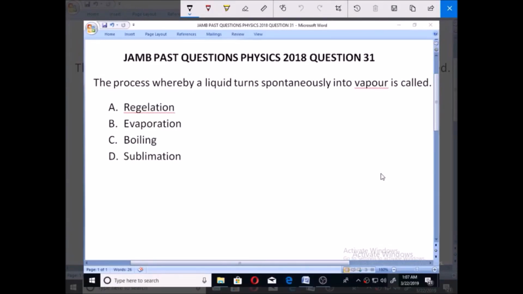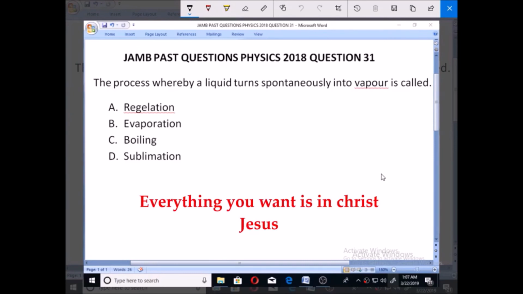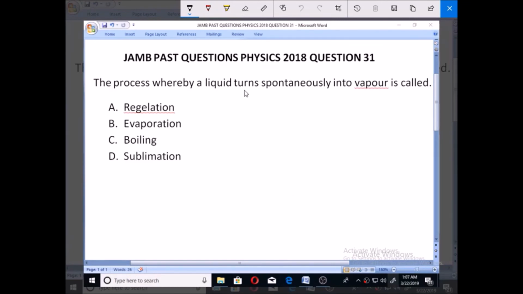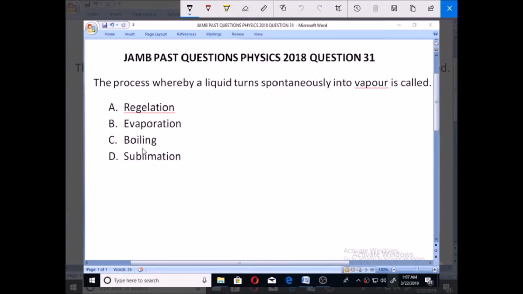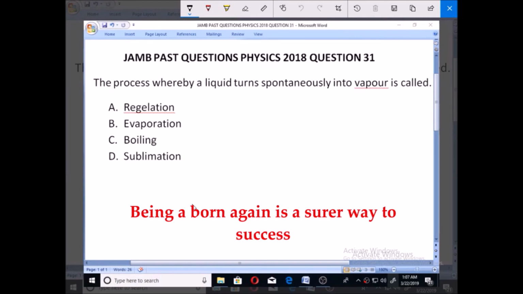Let's look at this JAMB past question for Physics 2018, question number 31. The process whereby a liquid turns spontaneously into vapor is called A. regelation, B. evaporation, C. boiling, D. sublimation. So now, what is the process whereby a liquid turns spontaneously into vapor?